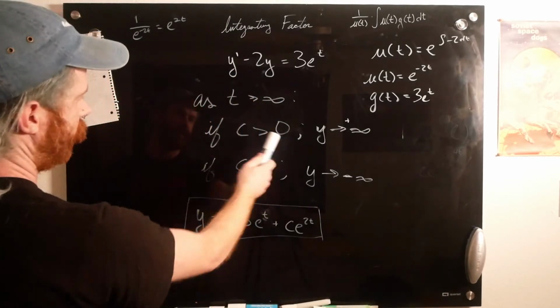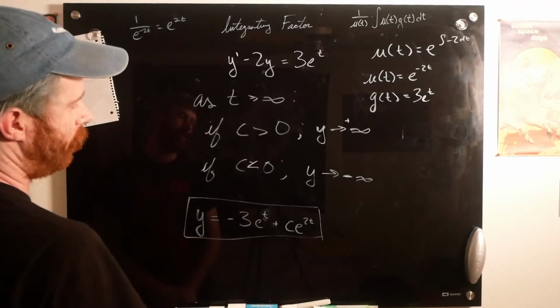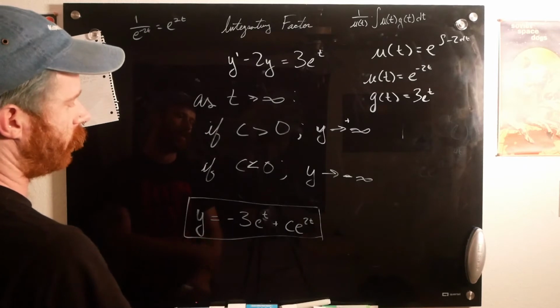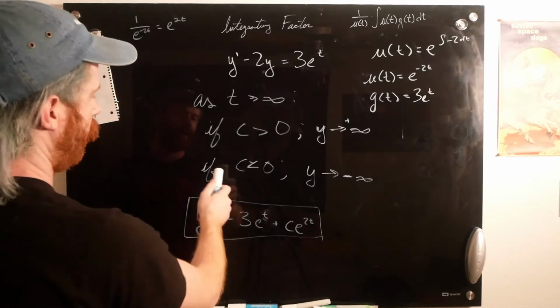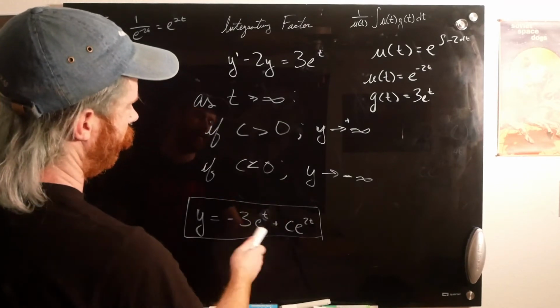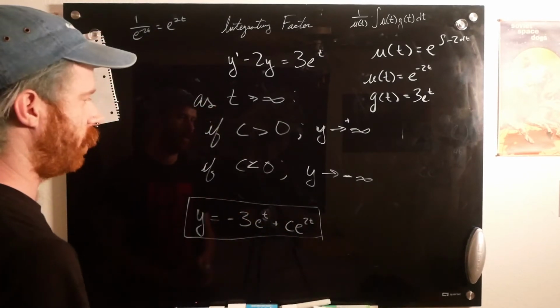So if c is greater than 0, then y is going to approach positive infinity because the 2t overpowers the t. If c is less than 0, if c is negative, then the whole thing is just negative, and it's going to approach negative infinity.